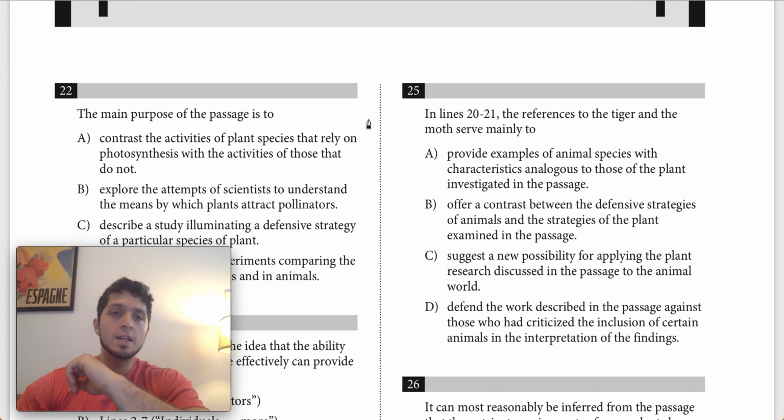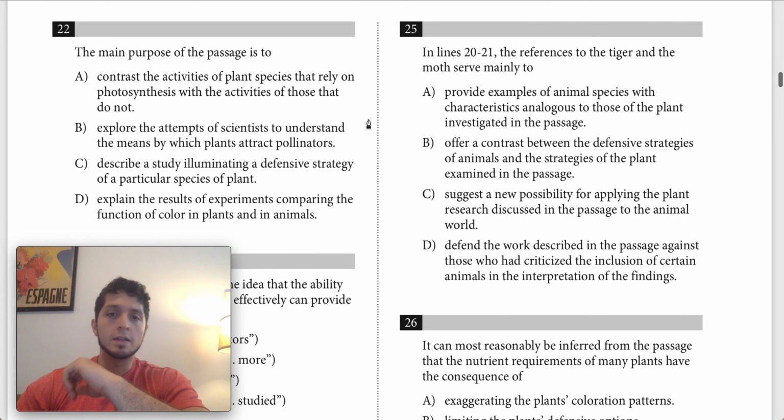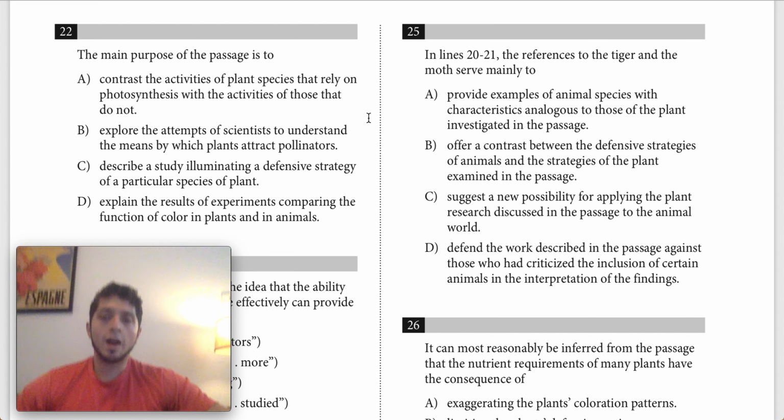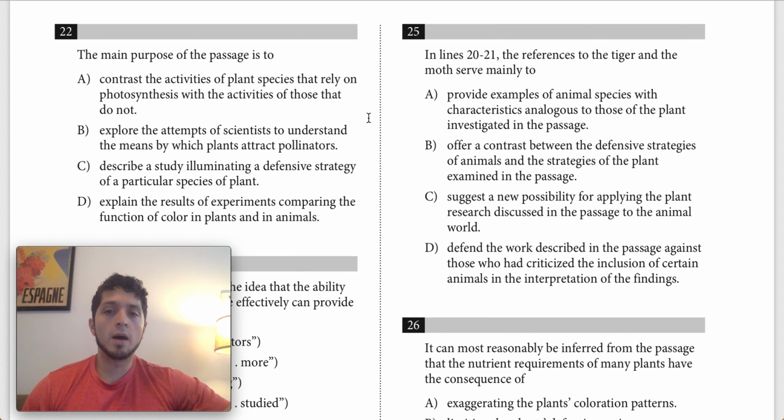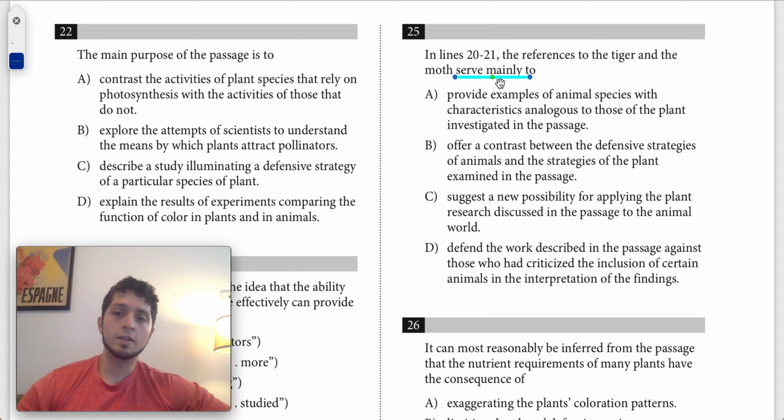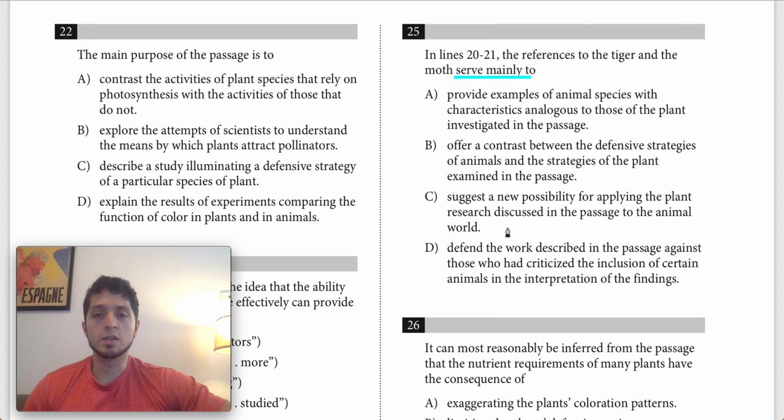SAT number 17, the April 2019 QAS test. And 25 says, in lines 20 through 21, the references to the tiger and the moth serve mainly to. So here we have a serve mainly to question. So the way that I think about these is pretty straightforward.